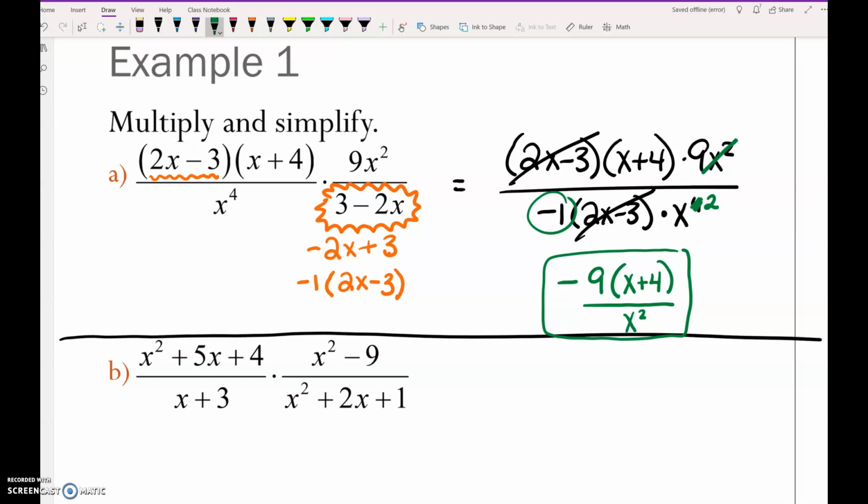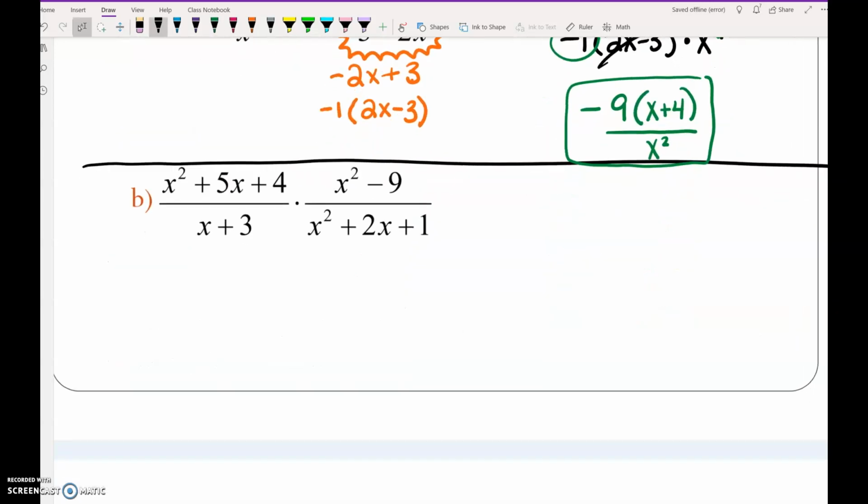Okay, personally, I like example B the best. This is my favorite kind of problem. This is the kind of problem where you factor, factor, factor, factor, cancel, cancel, cancel, cancel. So I like to draw a nice big fraction bar and then start factoring.